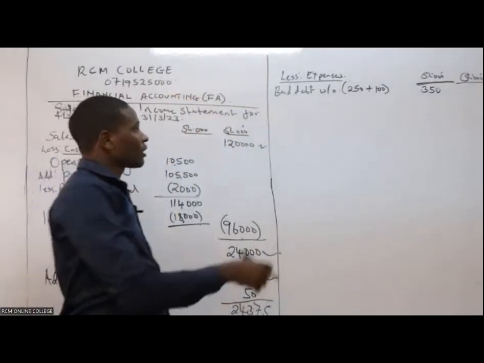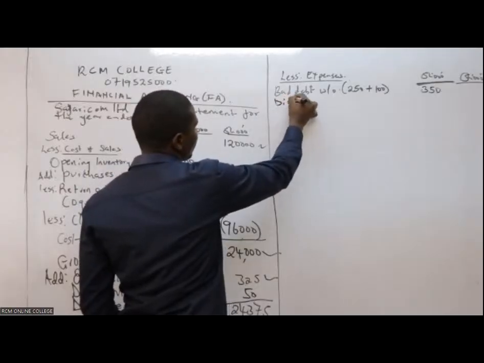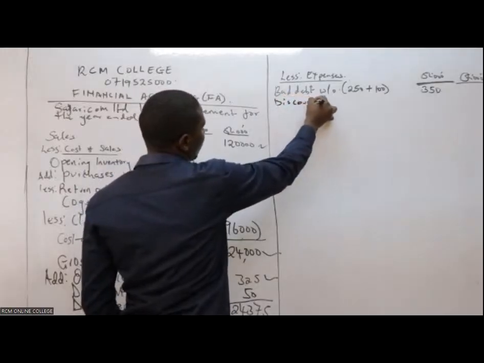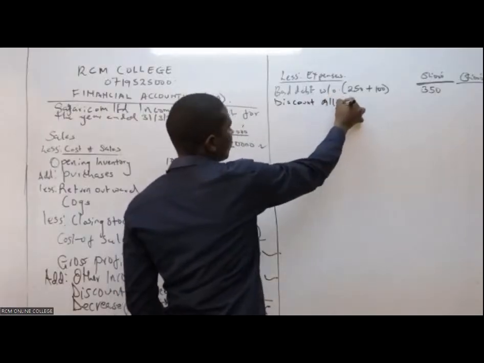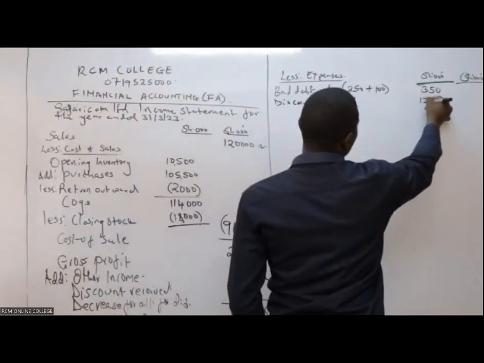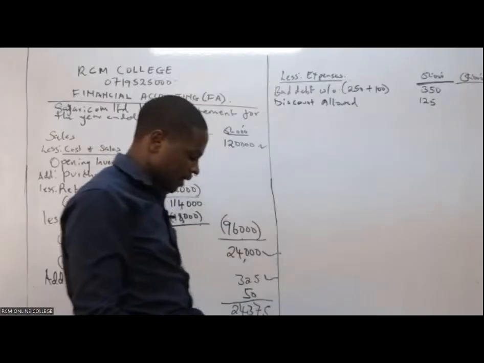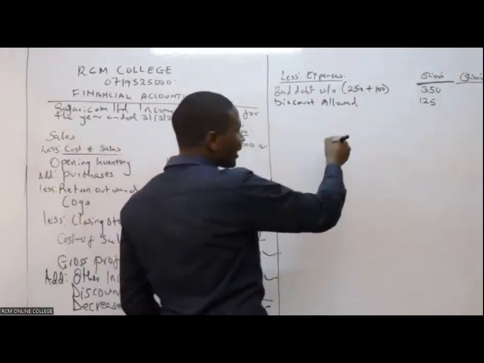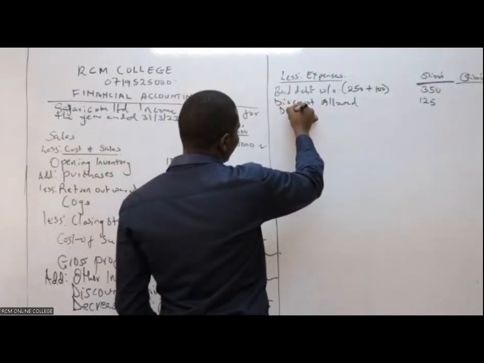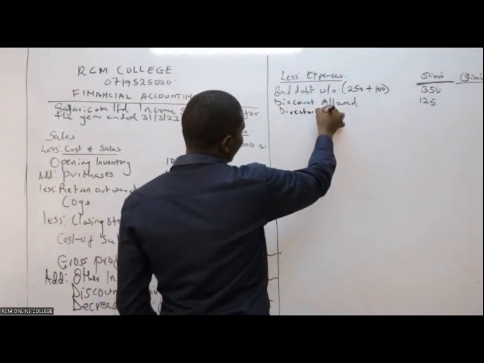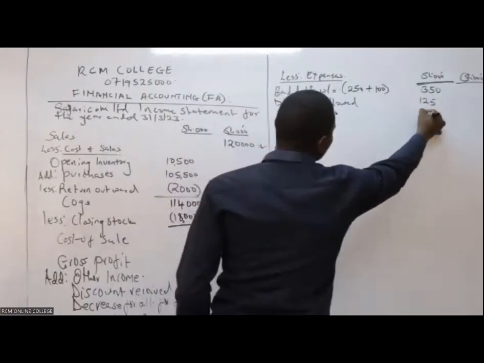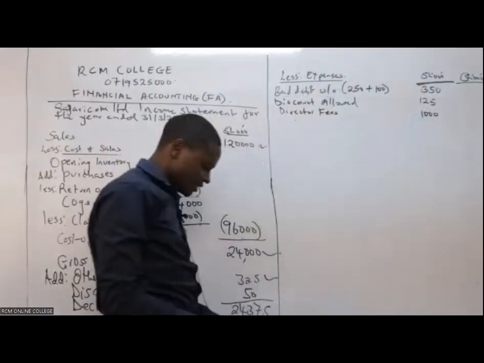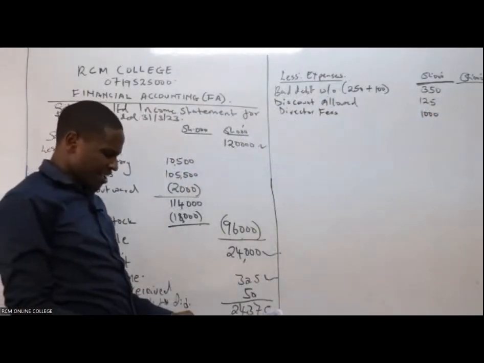Then discount allowed, of course this one we said, discount allowed, that is an expense. Discount allowed is 125. Who can identify any other? Who are director's fee? This is another one, a direct one. Director's fee, 1,000. This thing was easy. Any other?